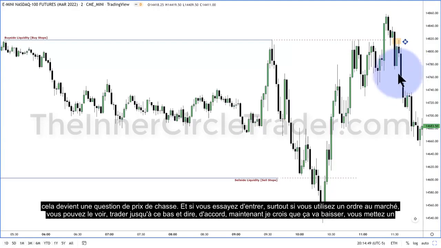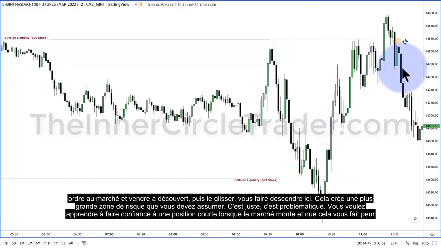And if you try to get in, especially if you use a market order, you may see it trade right to this low and say, okay, now I believe it's going to go down. You put a market order and sell short, and then slippage gets you down here. And that creates a larger area of risk that you have to assume, and it's problematic.